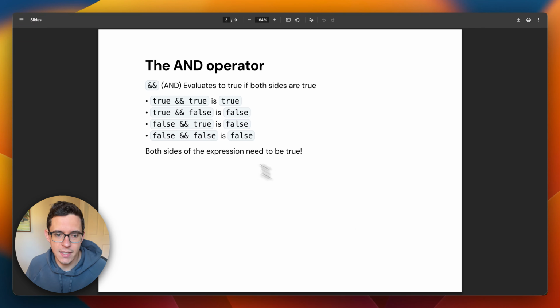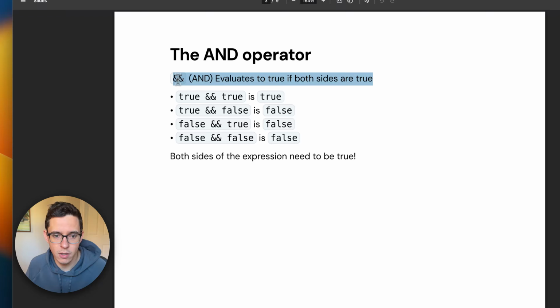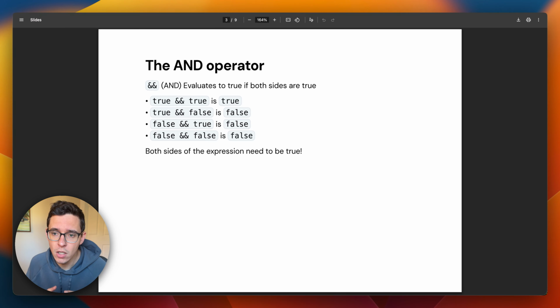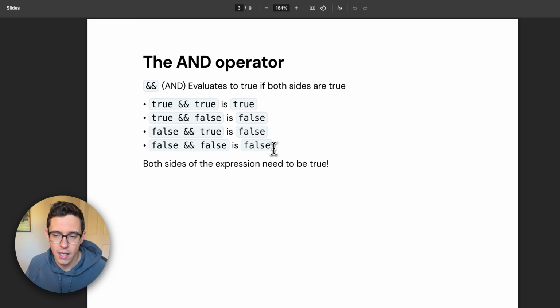First of them is the AND operator. So you use the AND operator in Java when you type the ampersand. This little symbol here is called ampersand. It's a good vocab word. And so the AND operator evaluates to true if both sides are true. So you can view this here, and honestly, you just really need to memorize this.